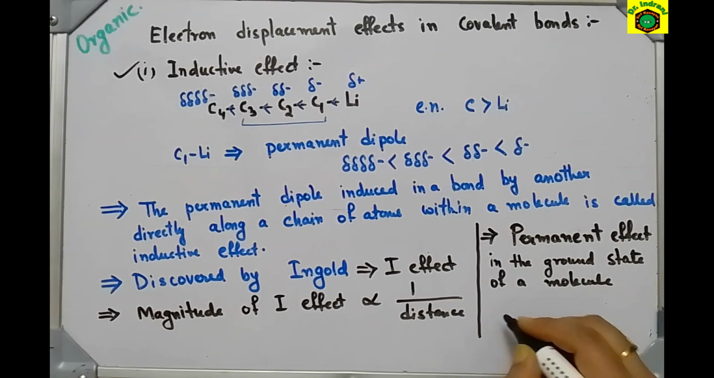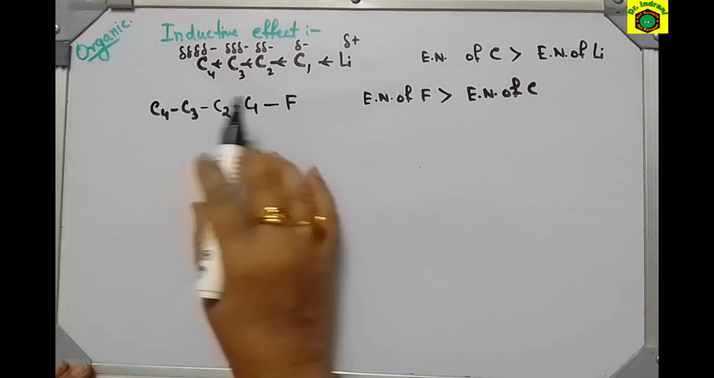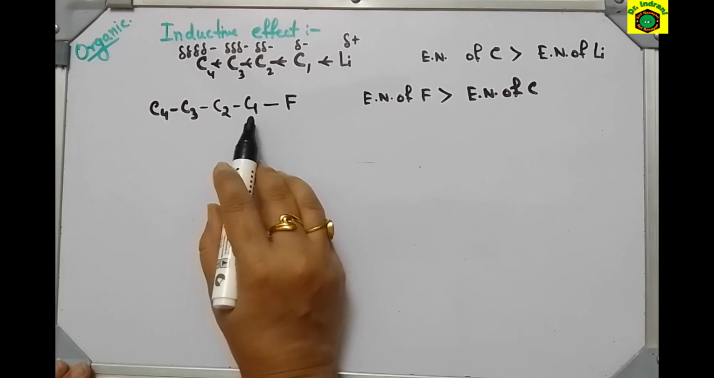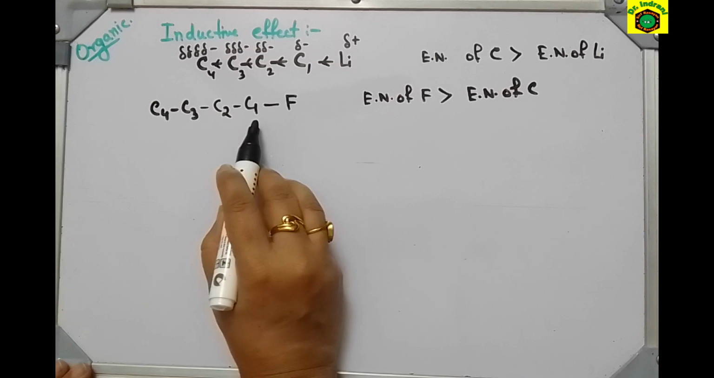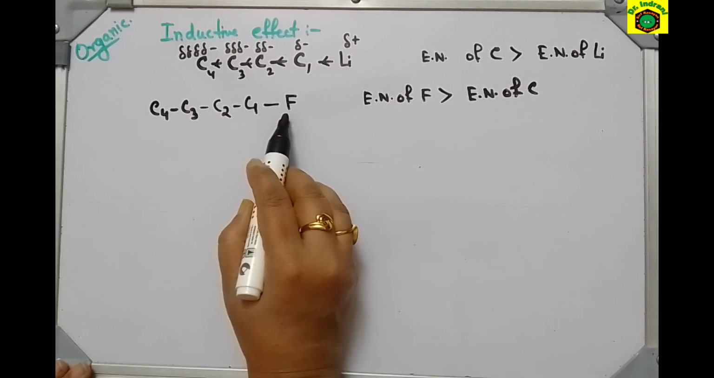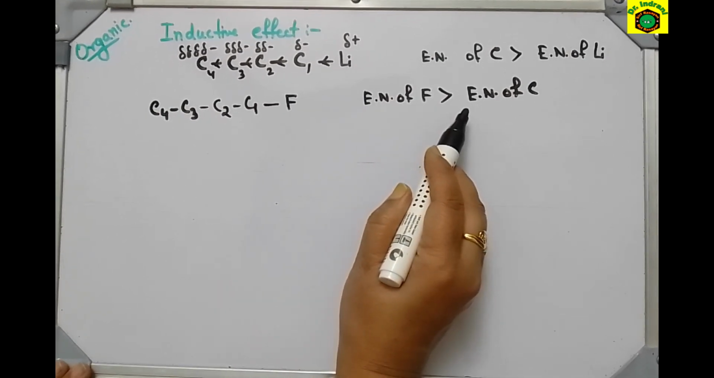It is called permanent polarization of single bond. Now let us take another example. Consider the following chain. Here 4 carbon atoms are there in the chain and with this carbon one fluorine atom is attached. You know electronegativity of fluorine is higher than carbon.